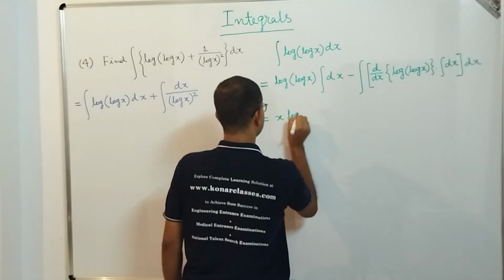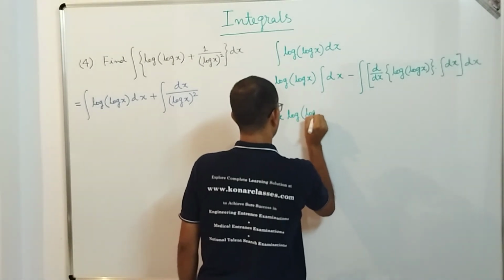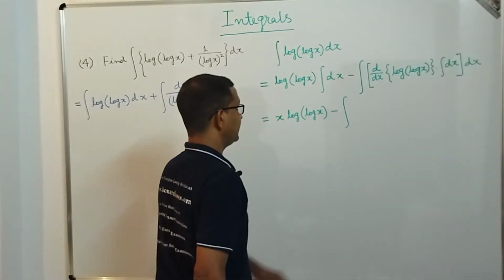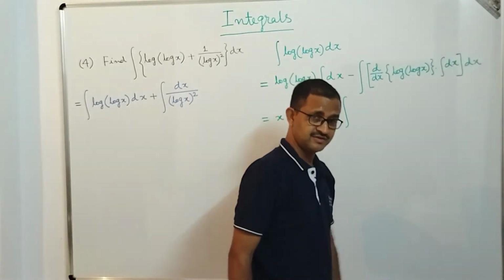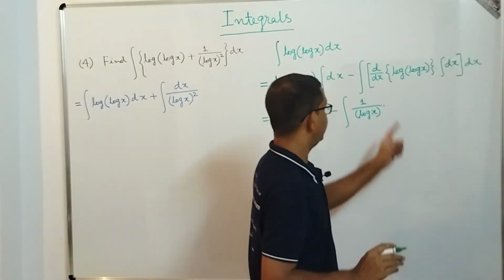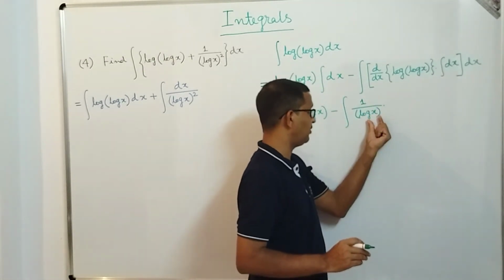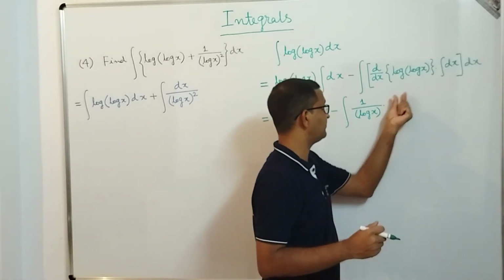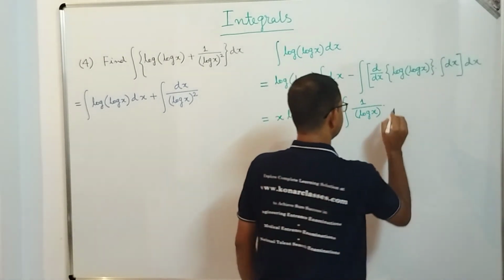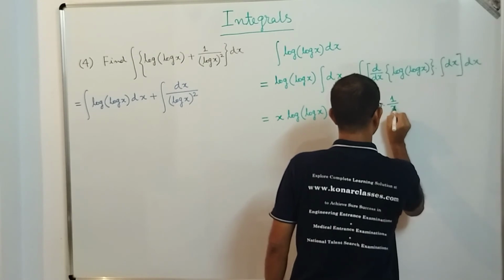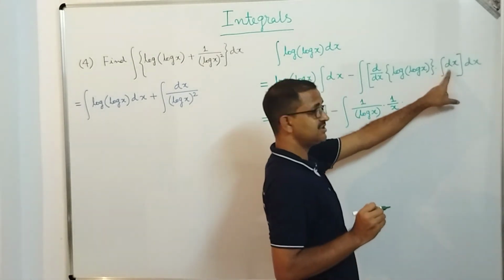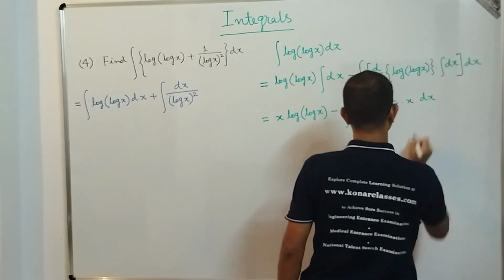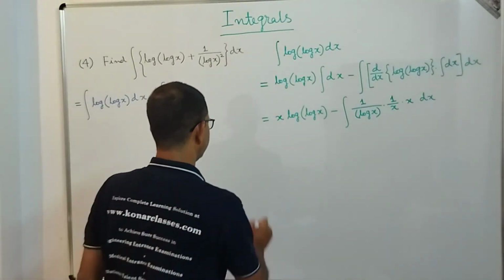So we get x log x minus integration d/dx of log x. That means what it will be? Differentiation of log x is 1 by x. Now by applying that chain rule, we need to perform the differentiation of log x. Differentiation of log x is 1 by x, into integration dx, that is x, and whole dx, correct? So what we get here, dear students?